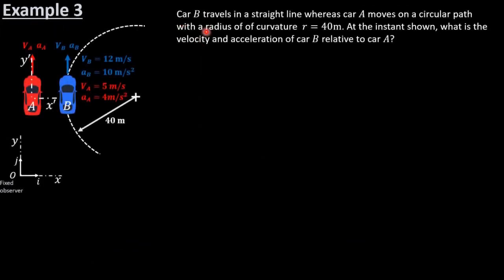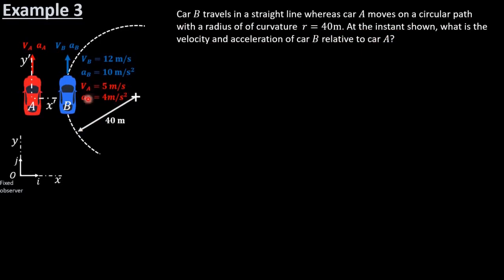Example 3. Car B travels in a straight line, whereas car A moves on a circular path with a radius of curvature r equals 40 meters. So that is the radius. At the instant shown, what is the velocity and acceleration of car B relative to car A?